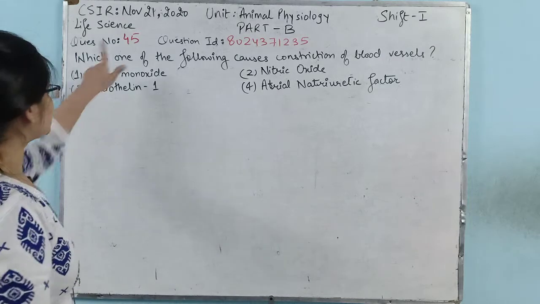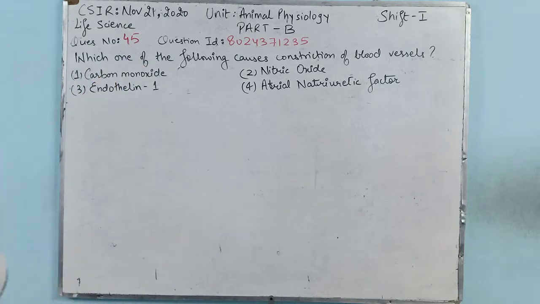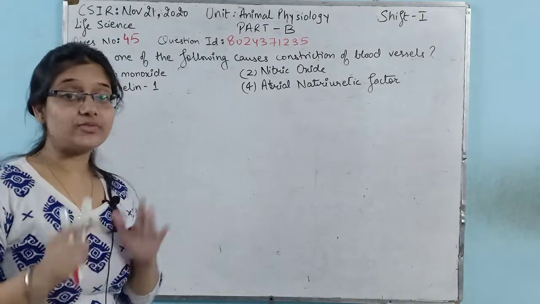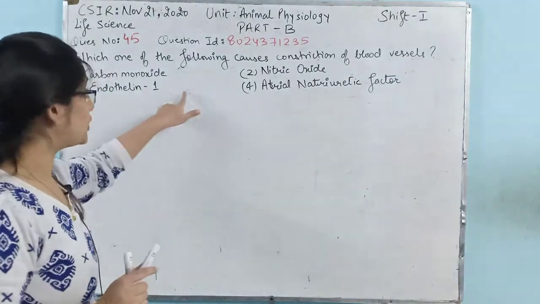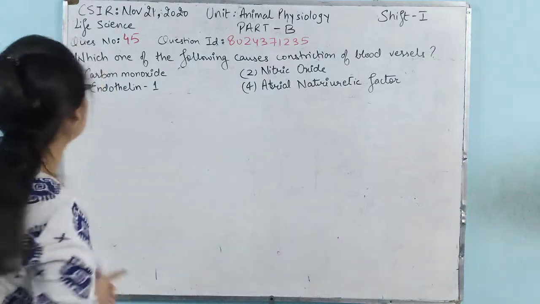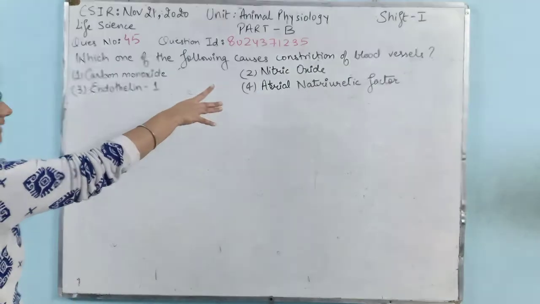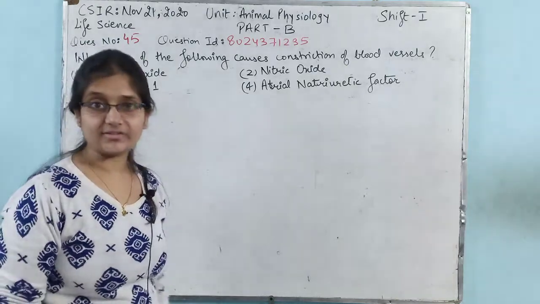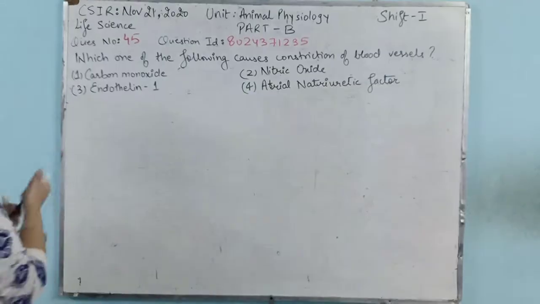The next question is question number 45. Which one of the following causes constriction of blood vessels? Which means which one of the following is a vasoconstrictor? So the options are carbon monoxide, nitric oxide, endothelin 1 and atrial natriuretic factor. So let's discuss them one by one.